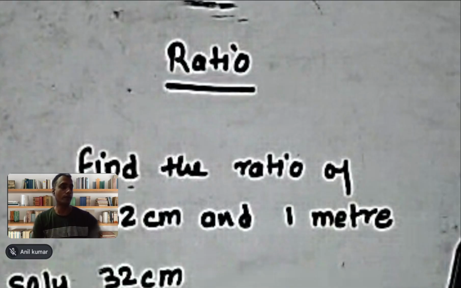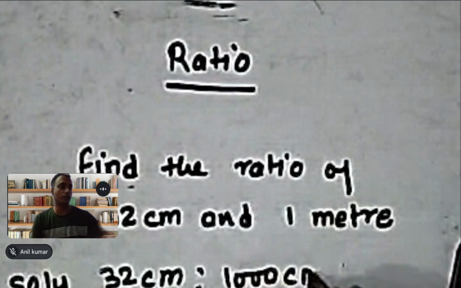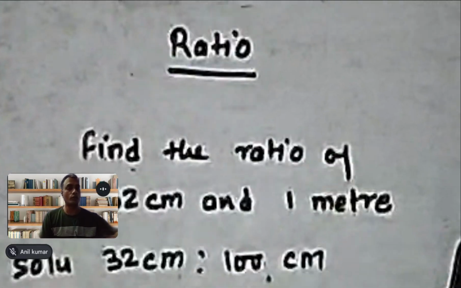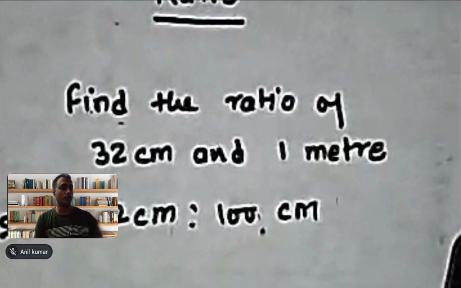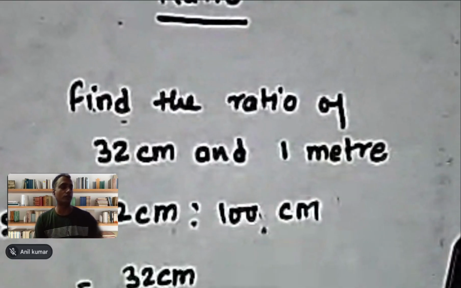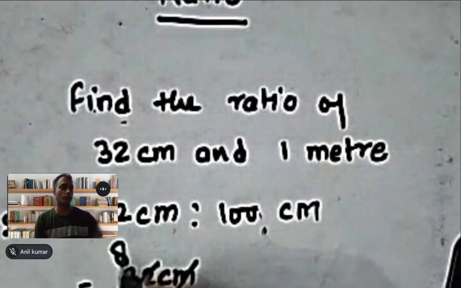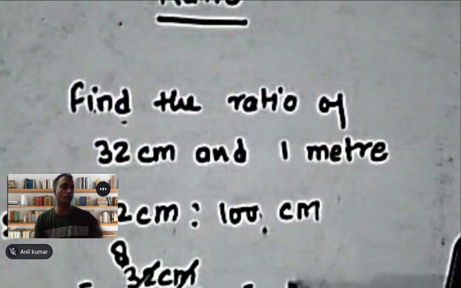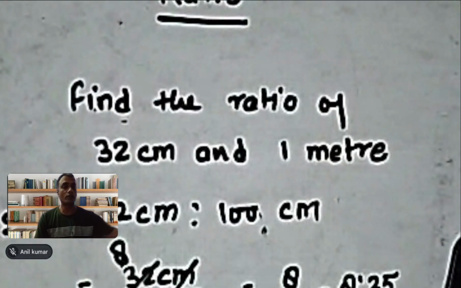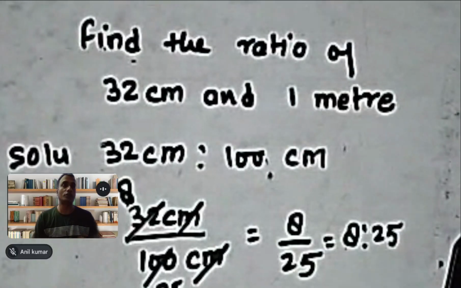Ratio, 100 centimeters. Sorry, 1 meter has 100 centimeters. Now you can simply write, as ratio is always written in the form of a fraction like this. Centimeter and centimeter cancel. This is 32 over 100, that is 8 over 25, and you can write this as 8 ratio 25. This is the solution for this.